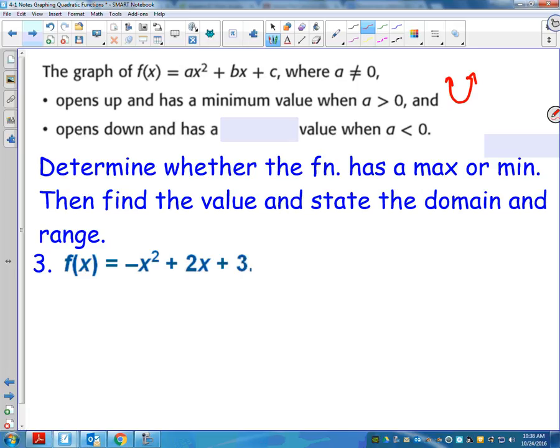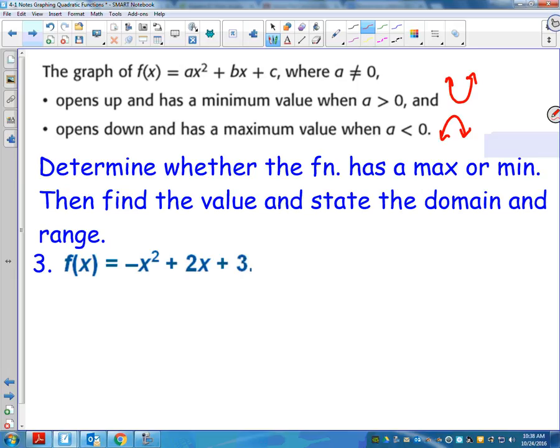If it opens down, that means that the x squared term is going to be negative, and that's because it's a reflection. If x squared is negative, then that parabola is going to open down, and it's going to look sad, like a frowny face. Negative, sad, right? It's easy to remember. And it's going to have a maximum value, meaning that there's going to be a point that it never gets higher than.